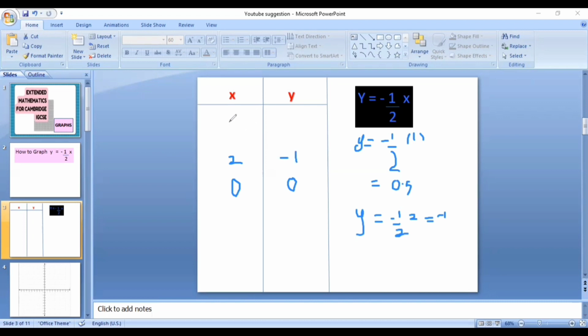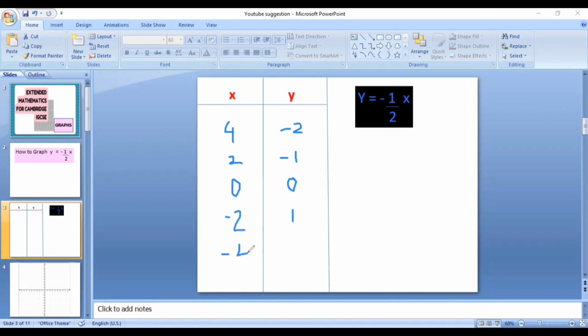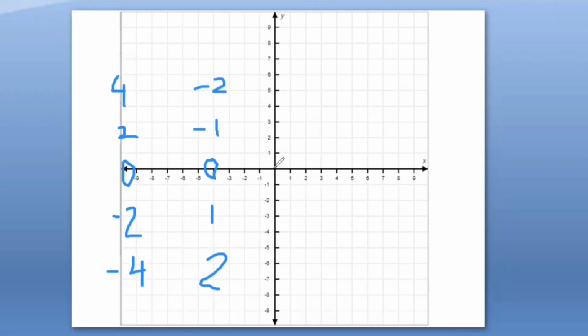So our next point has y equals minus 1. And then I select 4, so I got minus 2. And now I'm going to select some more numbers, that is minus 2, and I got positive 1. And then minus 4 gives us positive 2.